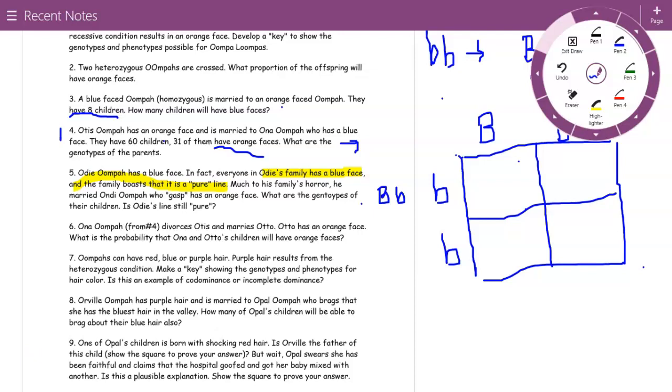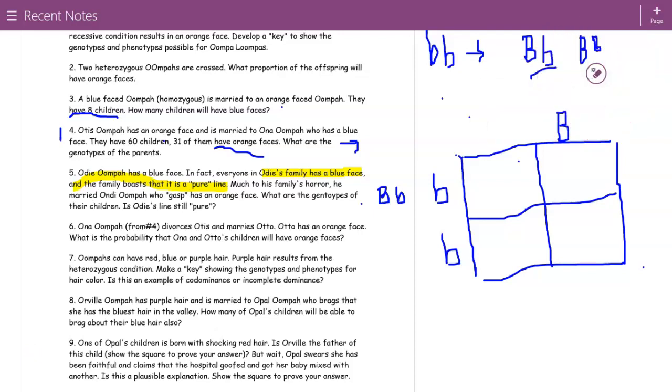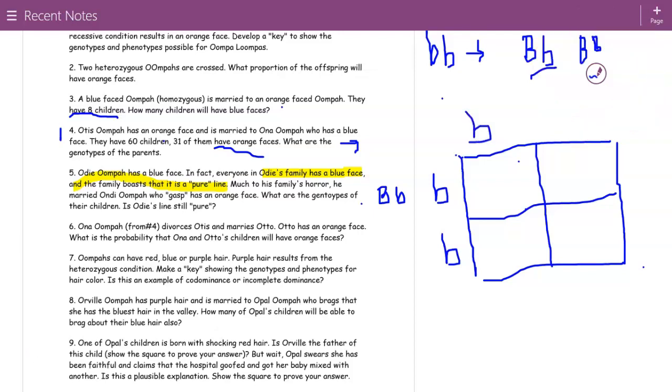Ona divorces Otis because his family sucks and marries Otto. Otto has an orange face. What is the probability that Ona and Otto's children will have orange faces? Easy peasy lemon squeezy, this one. These are like the same problem over and over again. So what we're seeing here is they're telling us that Otto is homozygous recessive. All of their children will have orange faces. I don't even need to do this one.